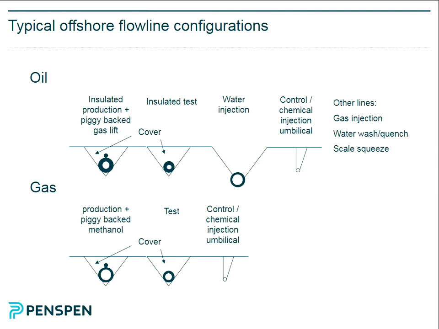And then you've got some kind of control functionality, because you have to measure annulus pressure in the well. You have to measure production pressure, production temperature. You have to have control functionality. You have to be able to operate the various valves to separate the flow to enable you to do the testing. So they're the three main sort of lines, and then you've got other lines, potentially gas injection, water wash quenching, for example.